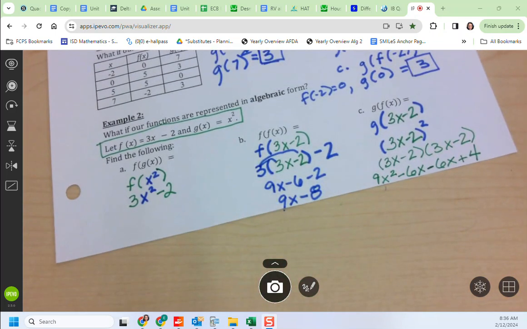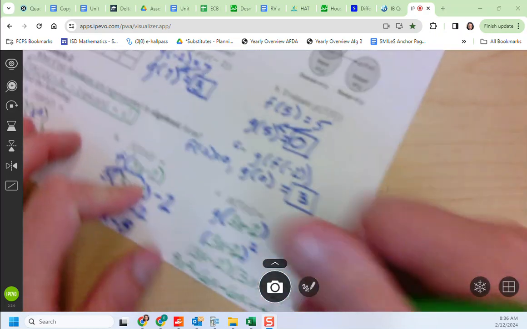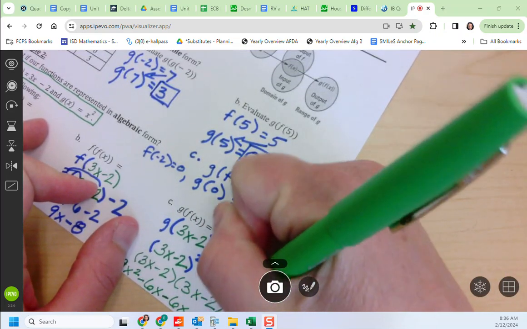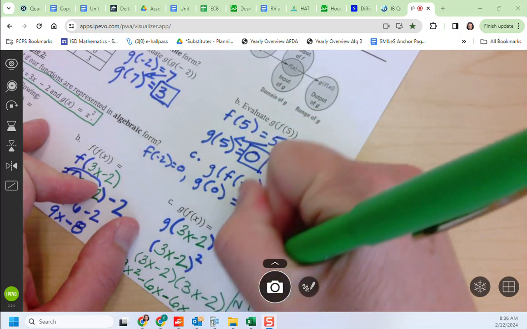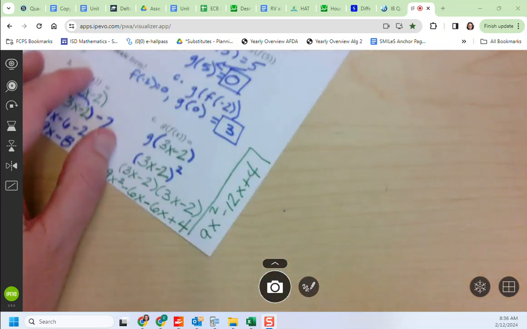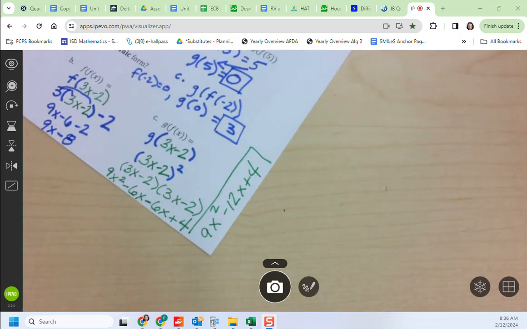And then I just have to combine like terms, and I kind of ran out of space, but I'll do it in the margin. So the last thing I have to do is combine like terms. So remember, when you square something, you multiply it by itself, and then you have to distribute. So my final answer, I'm going to put over here: 9x squared minus 12x plus 4, because I combine the minus 6x and the minus 6x to get a minus 12x.